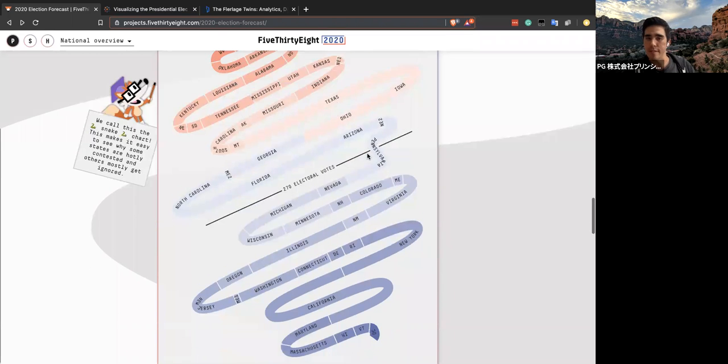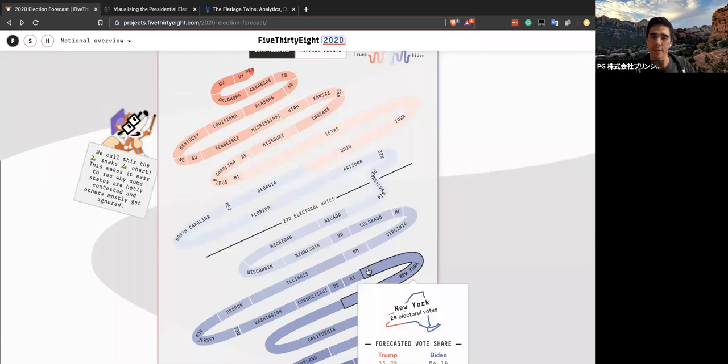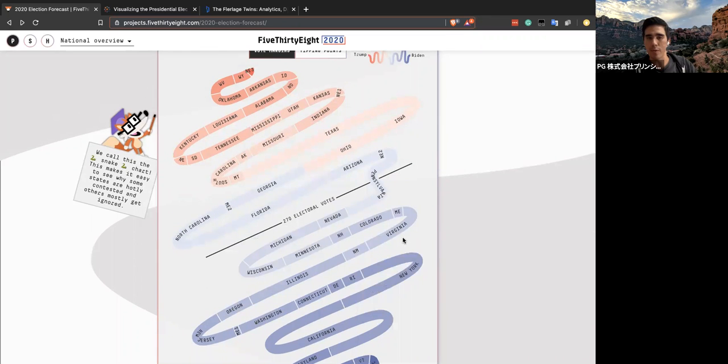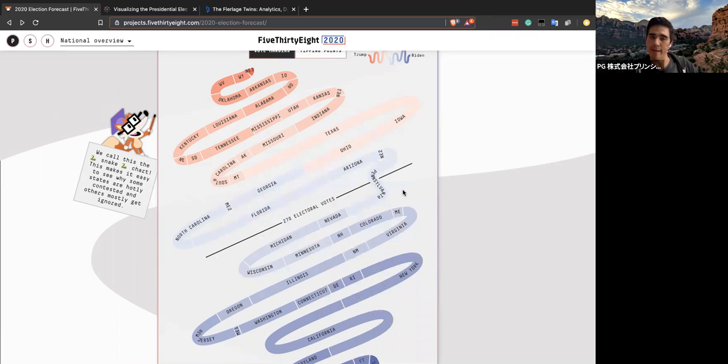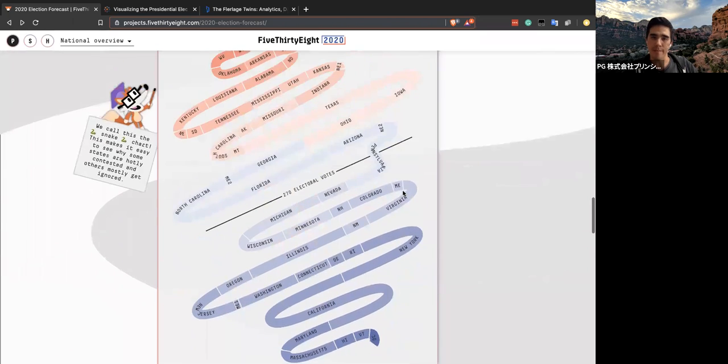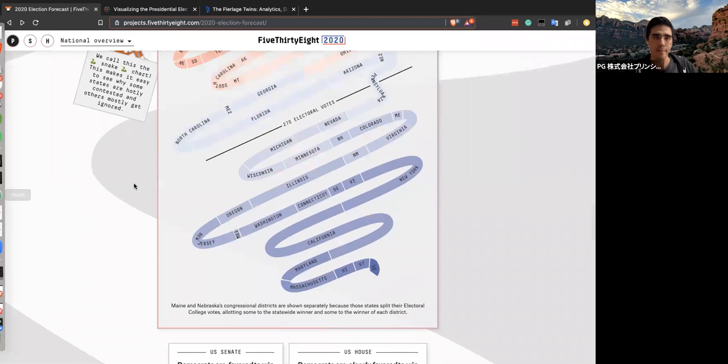So it's kind of a confusing chart, but I thought it was an interesting way to show all 50 states as a path, almost like a board game. I thought it was kind of interesting.